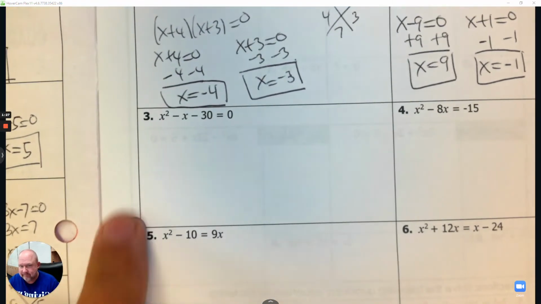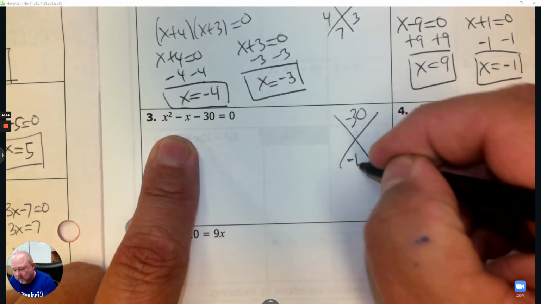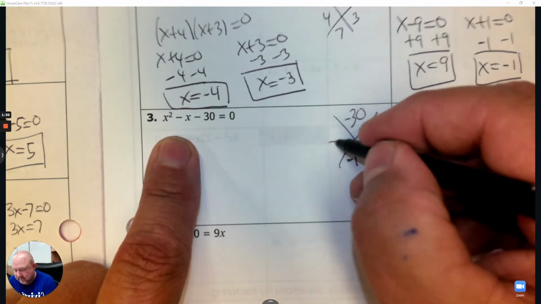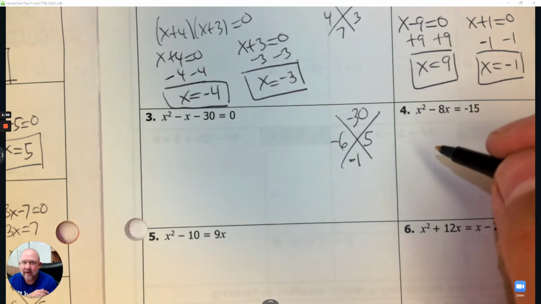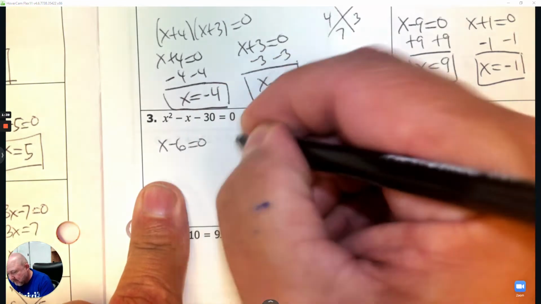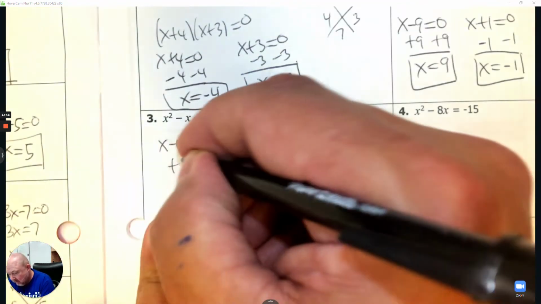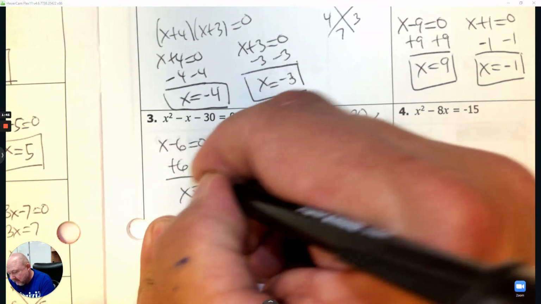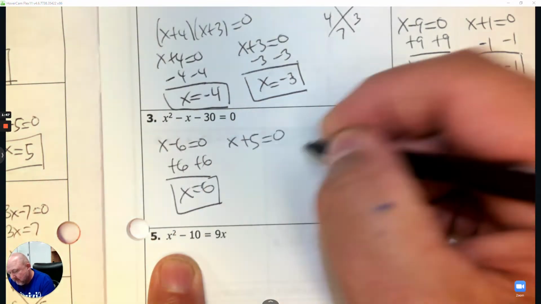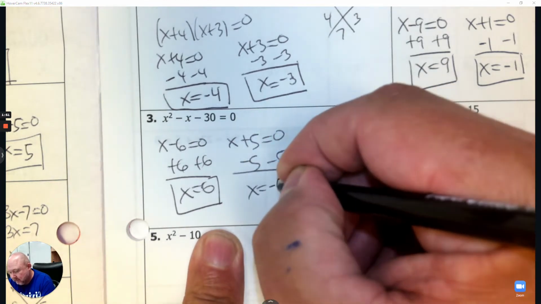Number 3, let's solve this by factoring. That's negative 30 and negative 1. What are the two numbers that fit here? Negative 6 and positive 5. So we take each factor that we just found and make them equal to 0 and then solve them. So we're going to add 6. We're going to subtract 5. And we have our two answers.